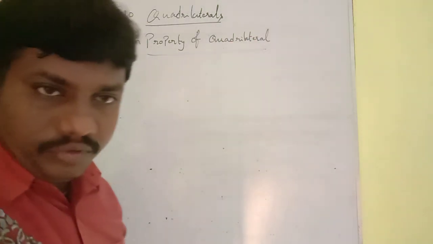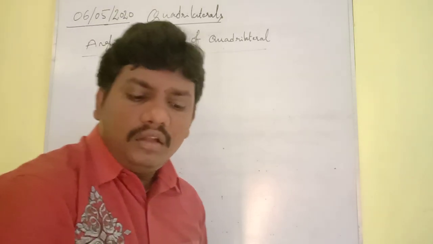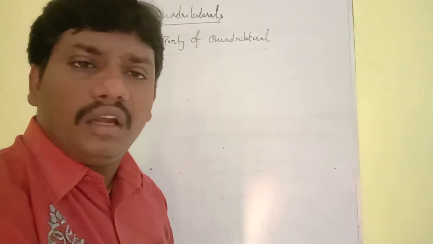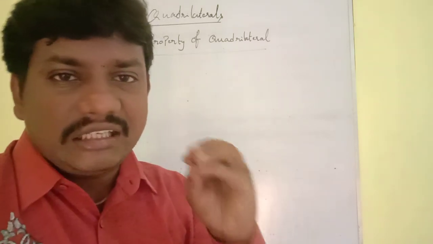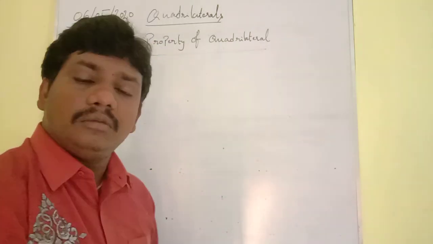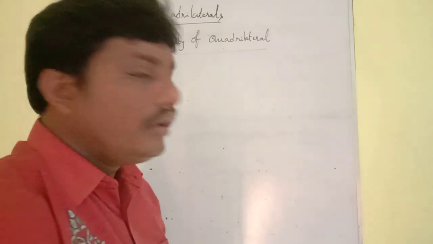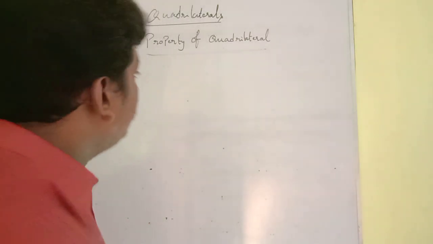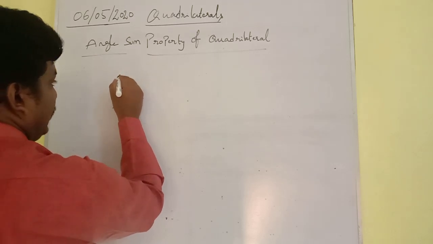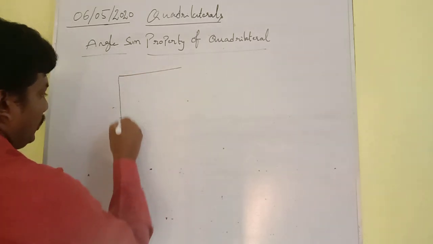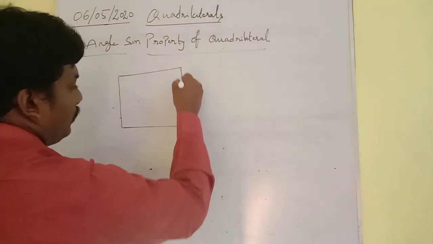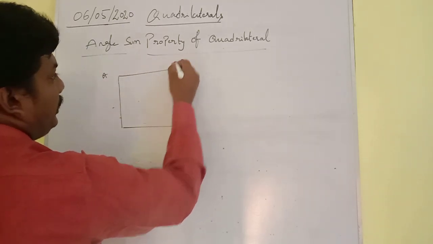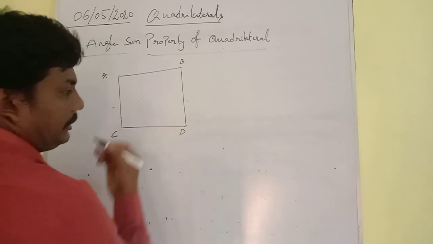What is the angle sum property of a quadrilateral? We know that the sum of all the four interior angles of a quadrilateral is 360 degrees. Let me see this quadrilateral. This is a quadrilateral. So this is A, and this is B, and this is C, and this is D.